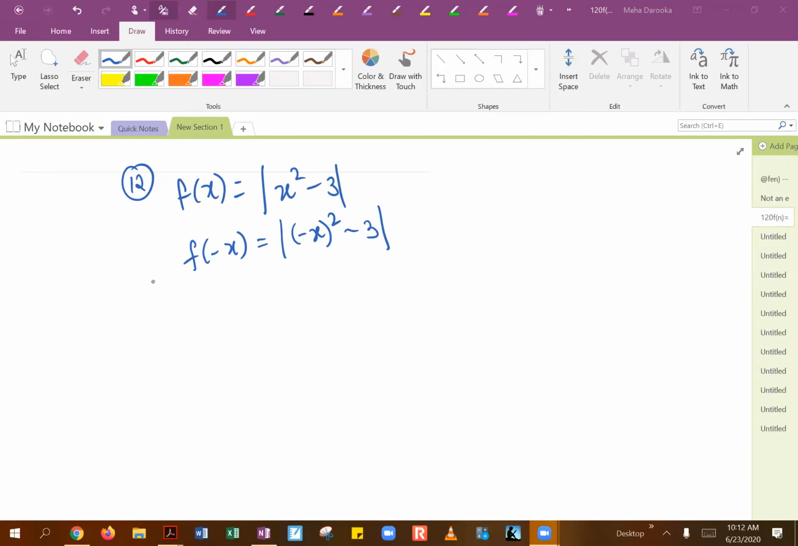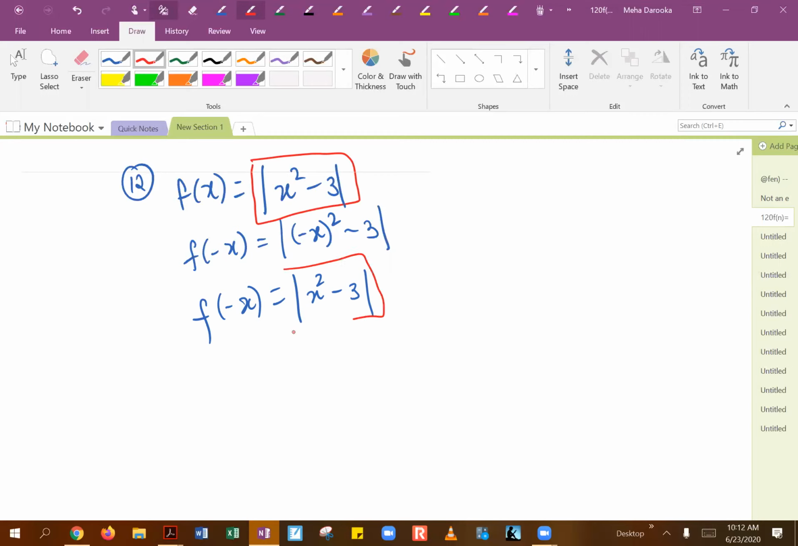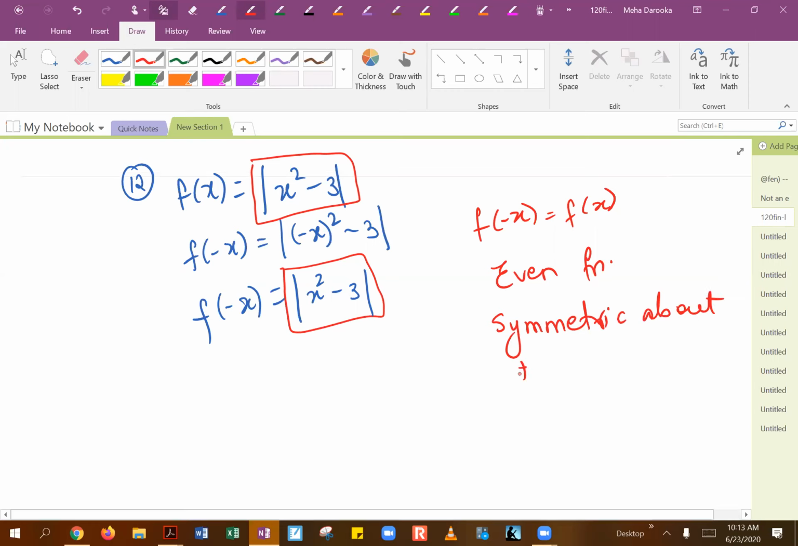Yes, very good, Lori. Because of course, that's an even exponent. So negative x times negative x will become positive x squared, and then minus 3 over here. So obviously you can see we end up getting the same answer as the original function that we started out with. So in this case, we can say even when you plug in a negative x, it gives you the same result as the original function. So that tells us this is an even function. And even functions, of course, are symmetric about the y-axis.